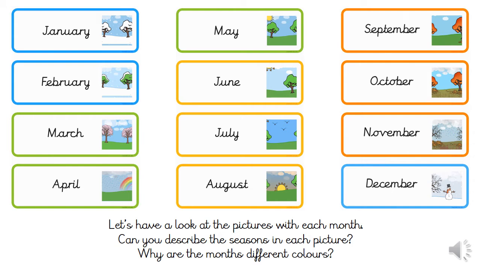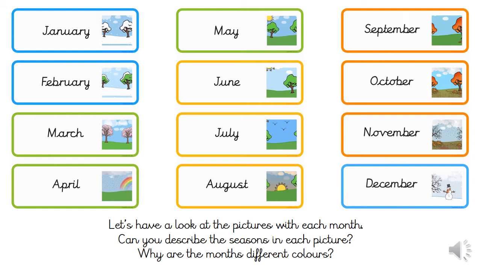What about May? May. Oh, what can you see? What's happened to the trees now? They're nice and green now, aren't they? And if you have a look, what can you see in the top corner? The sun has come out, hasn't it? It's starting to get much warmer. In June, the next one, the trees look the same, don't they? But the grass has got a little bit lighter, probably because the weather's getting much hotter.